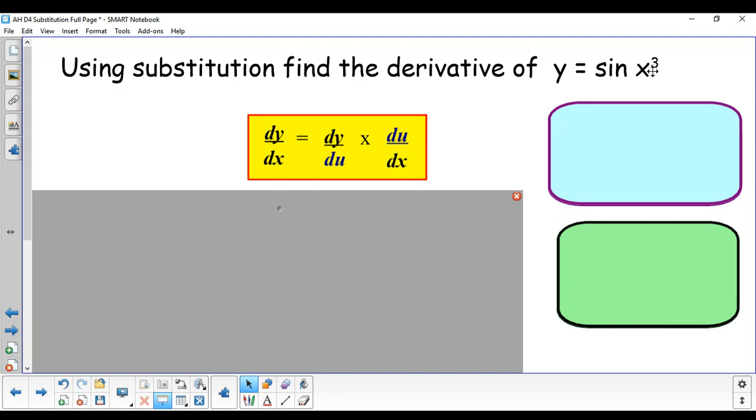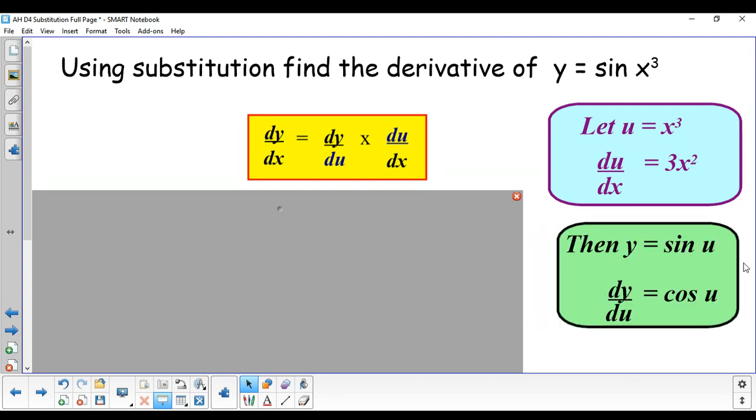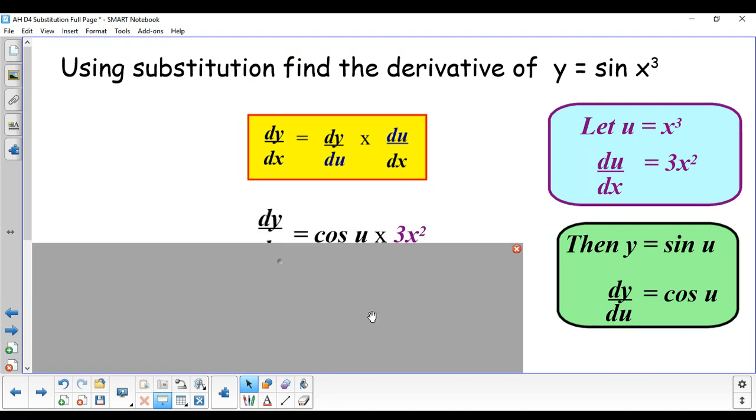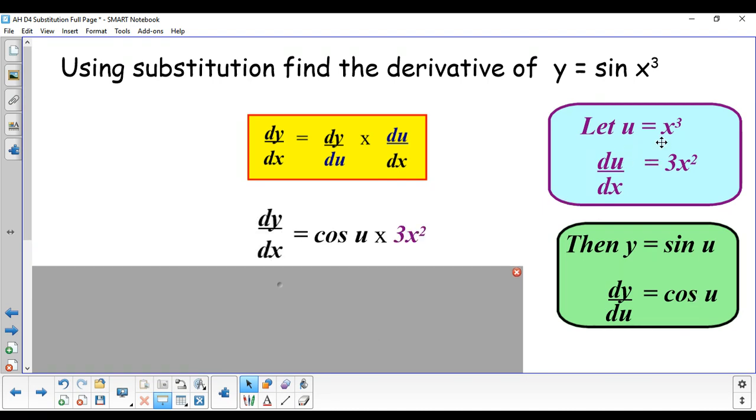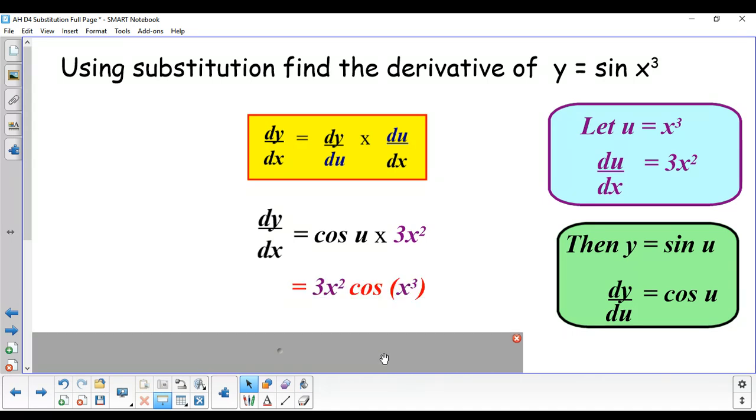Sine x cubed means it's the x that's cubed, so let u equal x cubed, then du by dx is 3x squared. y would be sine u then, very similar to the other one. How do you differentiate? It will be the derivatives multiplied together. Substitute in, that was x cubed, remember, and you get your answer. That's it.